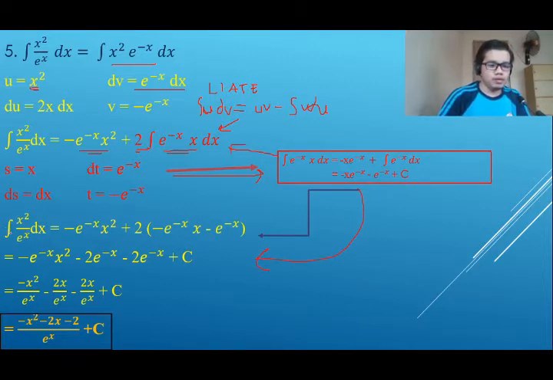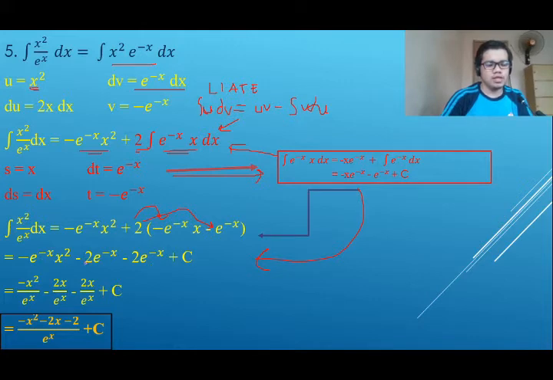Now the integral of x squared dx over e to the x will be equal to negative e to the negative x times x squared plus 2 times negative x e to the negative x minus e to the negative x. Now to get the final answer, we need to distribute 2 to each term. Now it becomes negative e to the negative x squared, minus 2x e to the negative x, minus 2e to the negative x plus c.